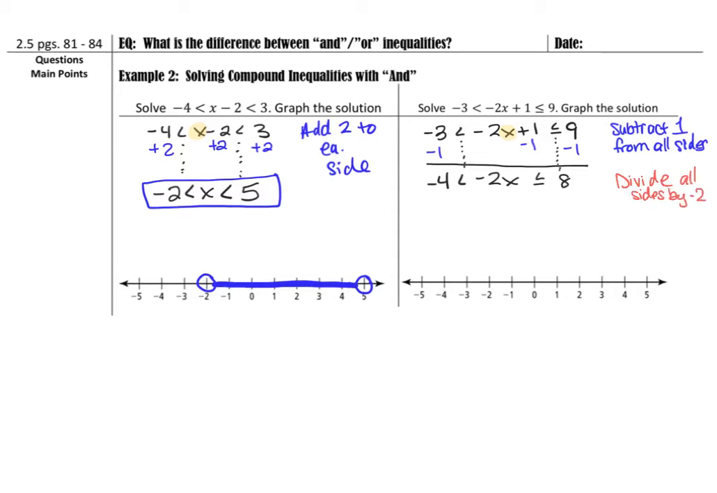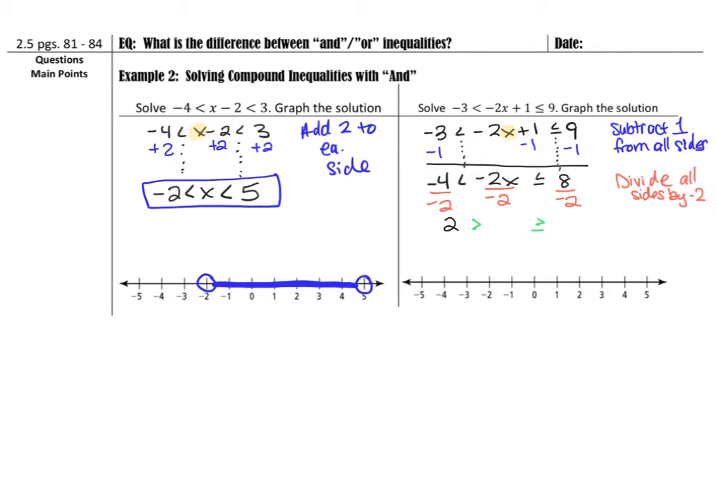So you want to make sure that when you're dividing by -2, you write it underneath each number. And something to note, that we are dividing by a negative number. What are you supposed to do with the signs when you divide by a negative number? You are supposed to reverse the inequality signs. So these are going to go the other direction. So now we have -4 divided by -2. That's going to give me +2.